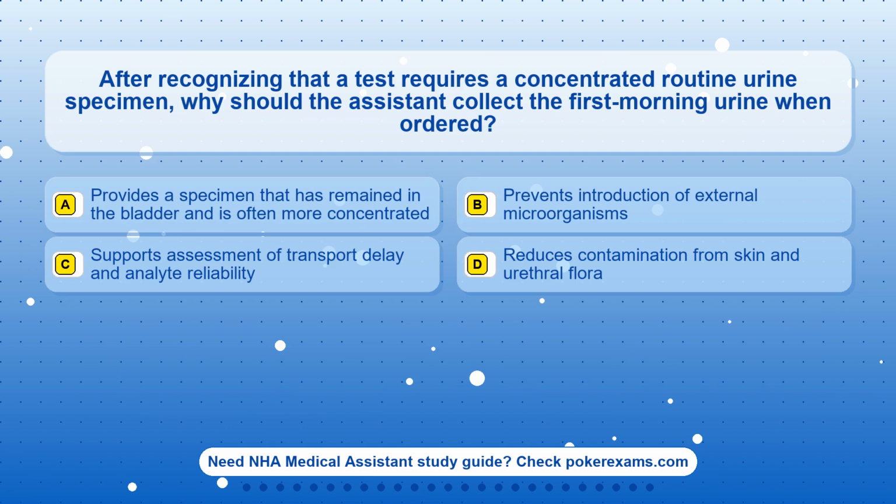Question 18. After recognizing that a test requires a concentrated routine urine specimen, why should the assistant collect the first morning urine when ordered? Option A, provides a specimen that has remained in the bladder and is often more concentrated. Option B, prevents introduction of external microorganisms. Option C, supports assessment of transport delay and analyte reliability. Option D, reduces contamination from skin and urethral flora.